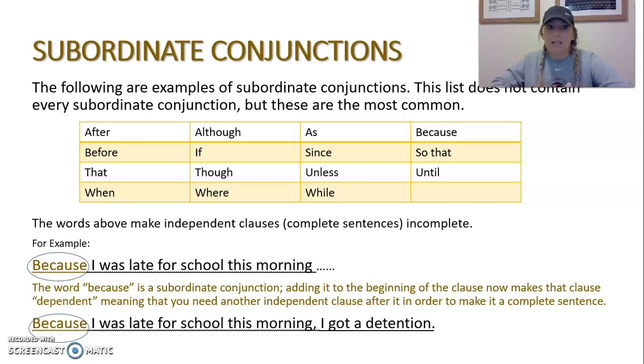It's no longer a complete sentence. You add that subordinate conjunction to the beginning of it, and now all of a sudden it becomes a dependent clause, and now it's reliant on another independent clause in order for the sentence to make sense. So, for example, because I was late for school this morning, I got a detention. Okay, now that makes sense, right? Now that's a complete thought. You have a dependent clause here, because I was late for school this morning, but you follow it with an independent clause, I got a detention, right?